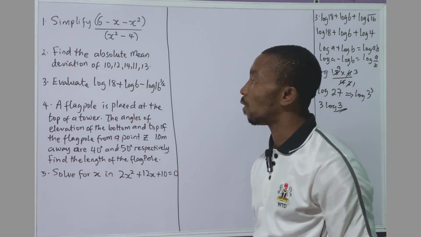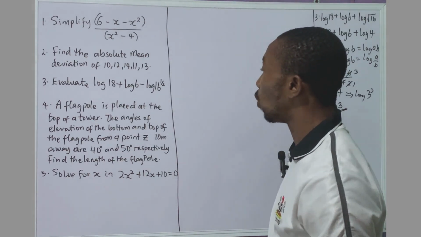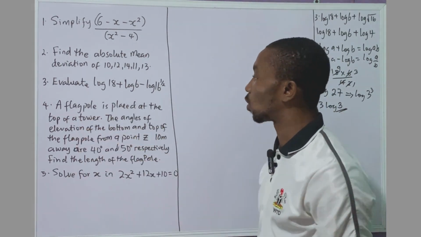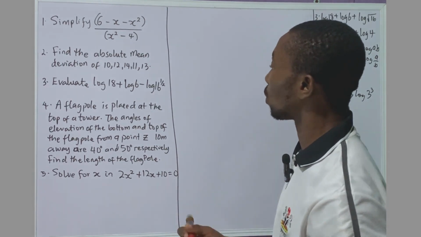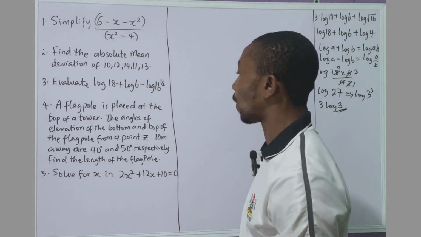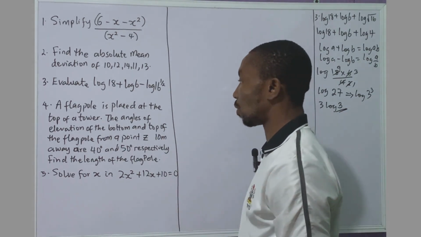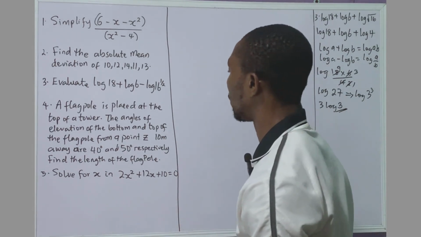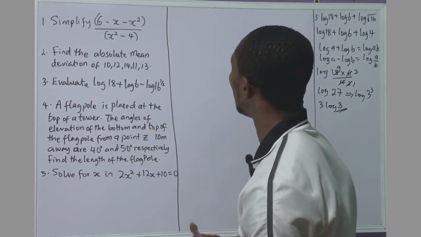Okay, to question 4, it says, a flagpole is placed at the top of a tower, and the angles of elevation of the bottom and the top of the flagpole from a point Z 10 meters away are 40 and 50 respectively. Find the length of the flagpole.